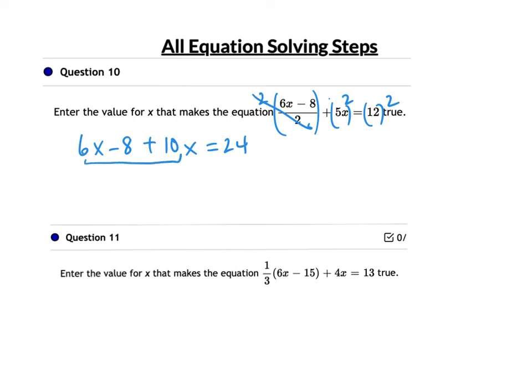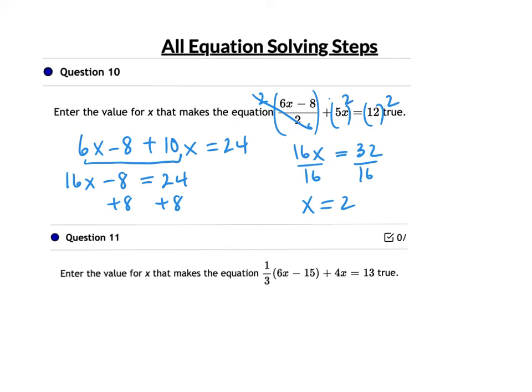There are three terms there. That's 16x minus 8 equals 24. Now I'll add an 8 to both sides and get rid of that negative 8. And the coefficient is the last thing I'm going to take care of here. 16x equals 32. I'll divide by 16, and I get x equals 2.